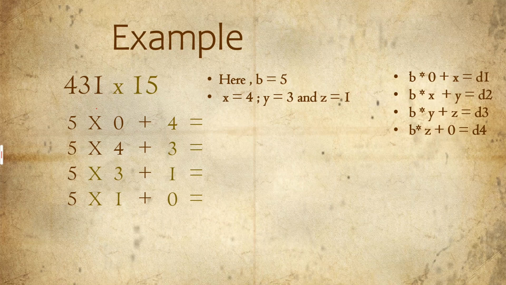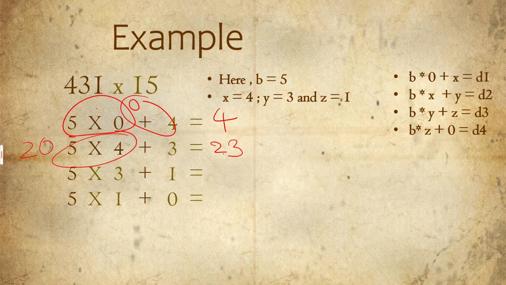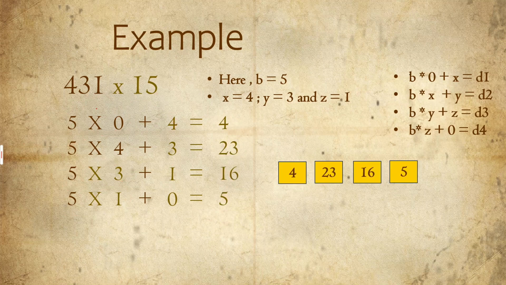Let's solve it. So 5 into 0 is 0. 0 plus 4 is 4 as it is. Then 5 into 4 is 20. 20 plus 3 is 23. 5 into 3 is 15. 15 plus 1 is 16. 5 into 1 is 5. 5 plus 0 is 5. Let's place them one next to the other.